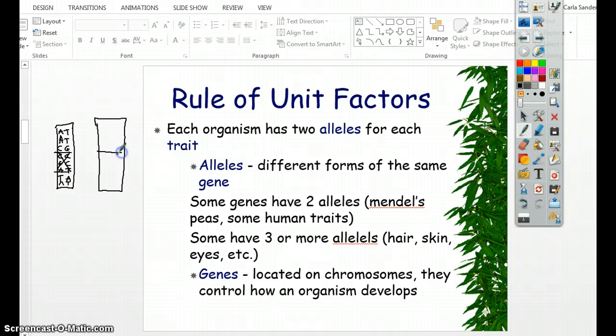Same way with this one. You get one from mom, you get one from dad. Those codes that are here and those codes that are there determine the way you look, the way you act, the way you function. So on this one whole chromosome, there are only parts and pieces of that DNA that get read. Those parts and pieces are those genes.